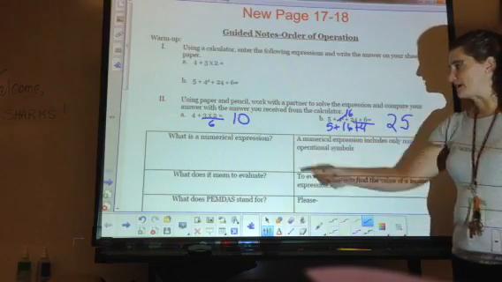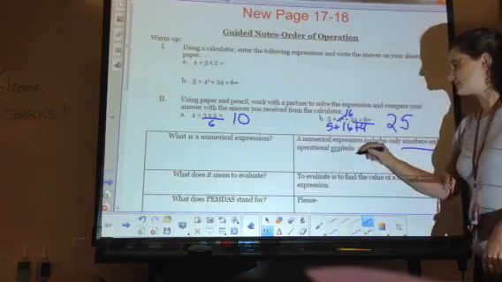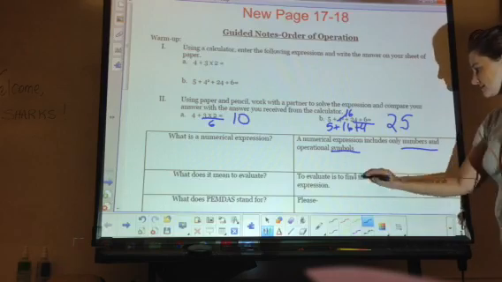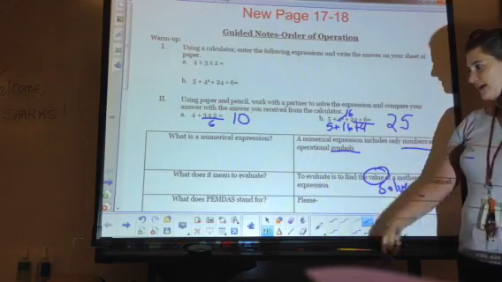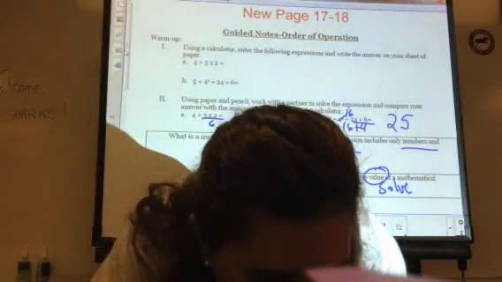Now, a numerical expression is numbers and symbols. That's it. Evaluate is solve. Work it out. PEMDAS is one of the ways that people remember the order of operations.